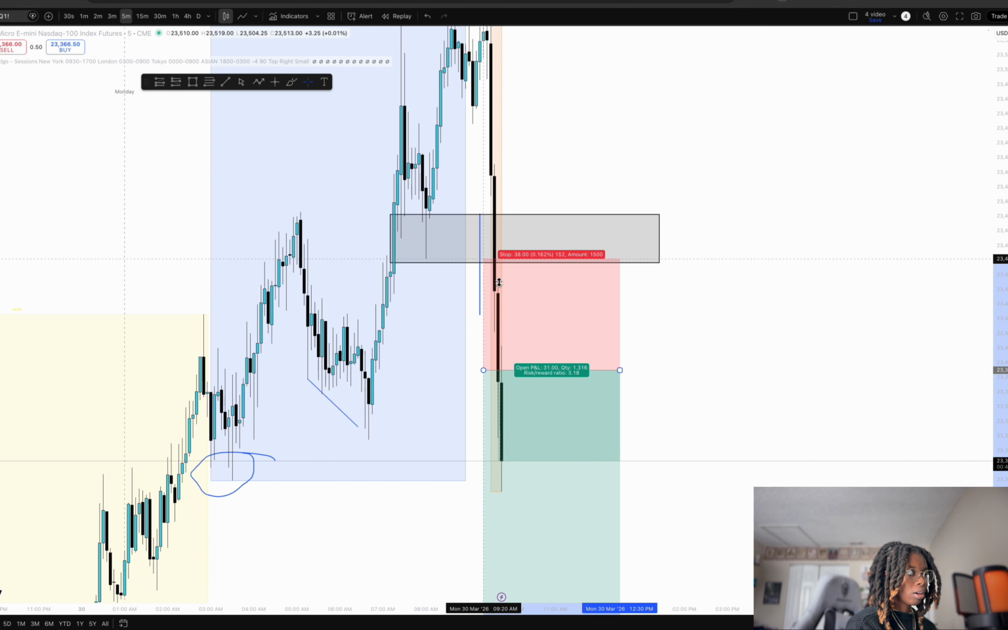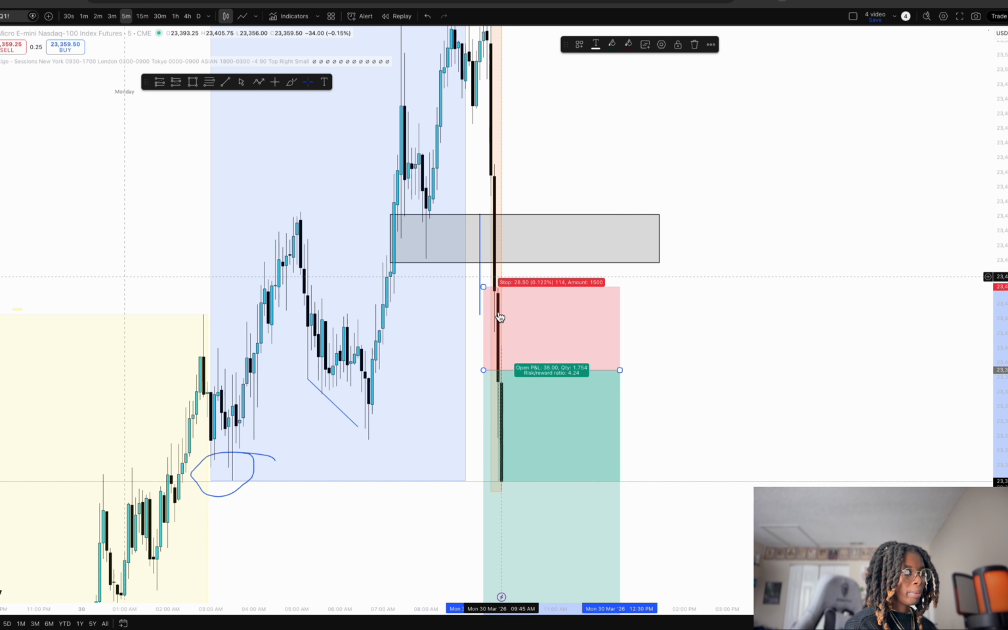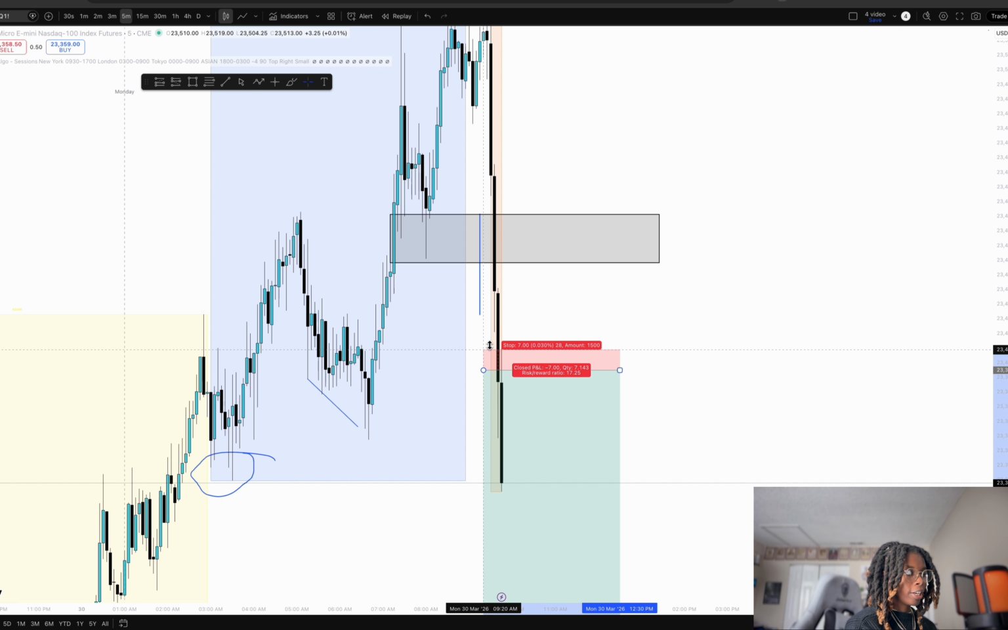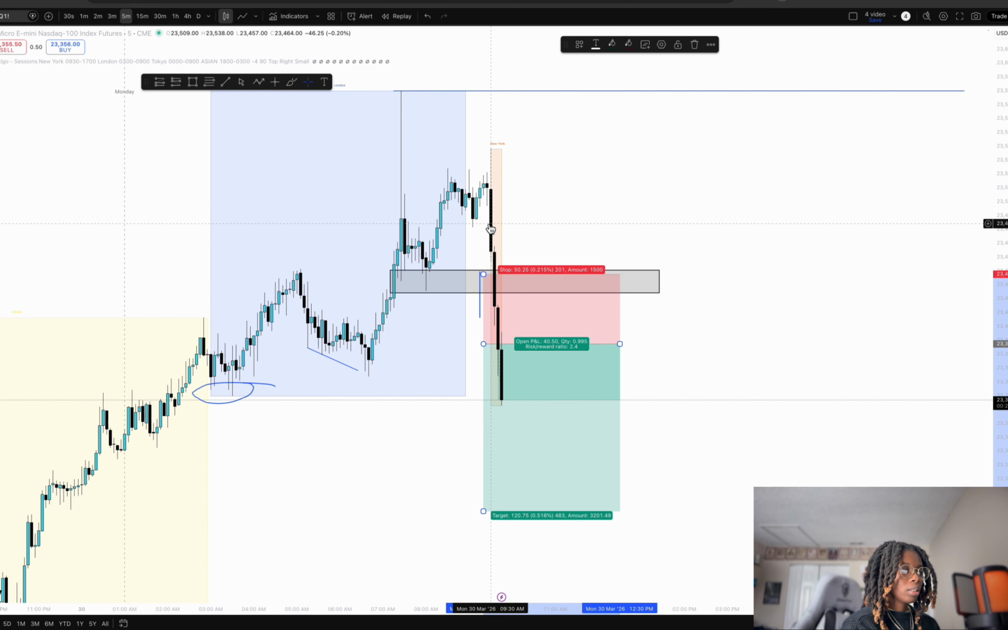Now my risk is kind of awkward. Now it might be at this fair value gap or this fair value gap, but it's awkward because we might get a pullback. Price is not always smooth distribution. Sometimes price will get a pullback before actually continuing to move.